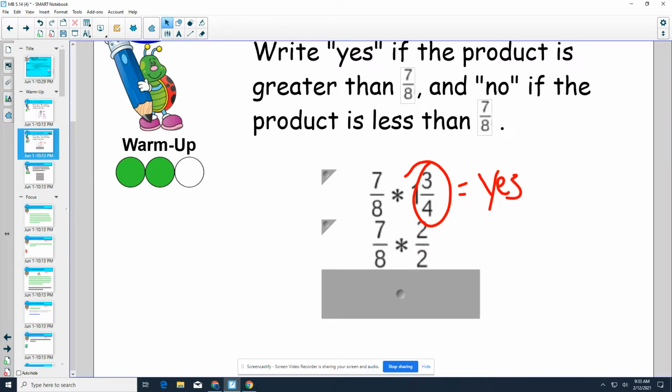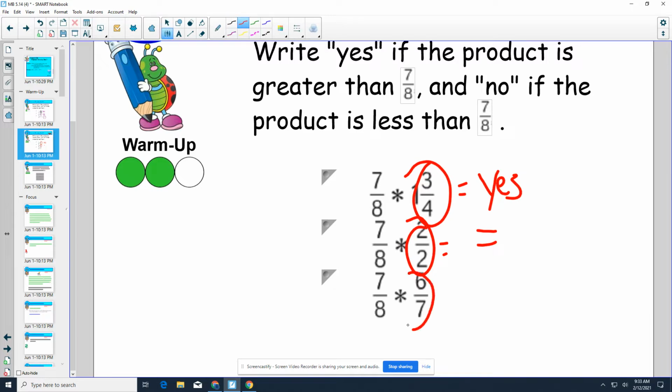The next one here, I have 7/8 multiplied by 2/2. Well, I know that 2/2 equals 1 whole, and I know any fraction multiplied by 1 is simply going to be equal to itself. So in this case, I would say equal. It's not yes or no. And then the last one here, 7/8 multiplied by 6/7. 6/7 is less than 1 whole, so I know that it's going to be less than the 7/8 that I started with.